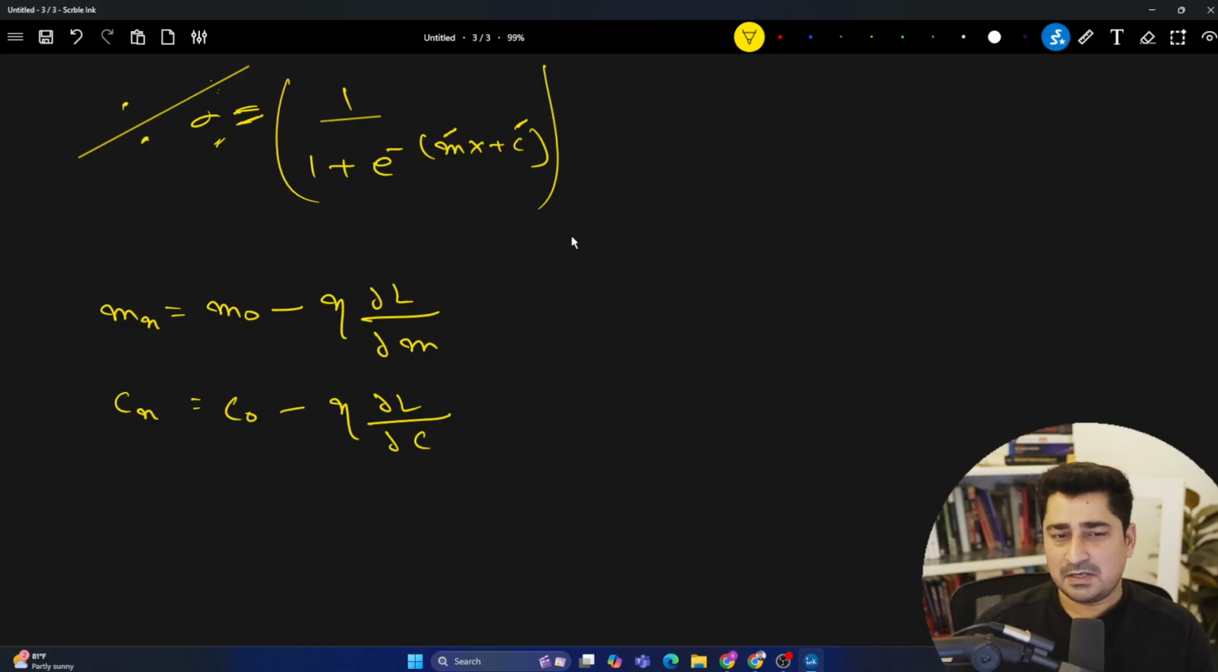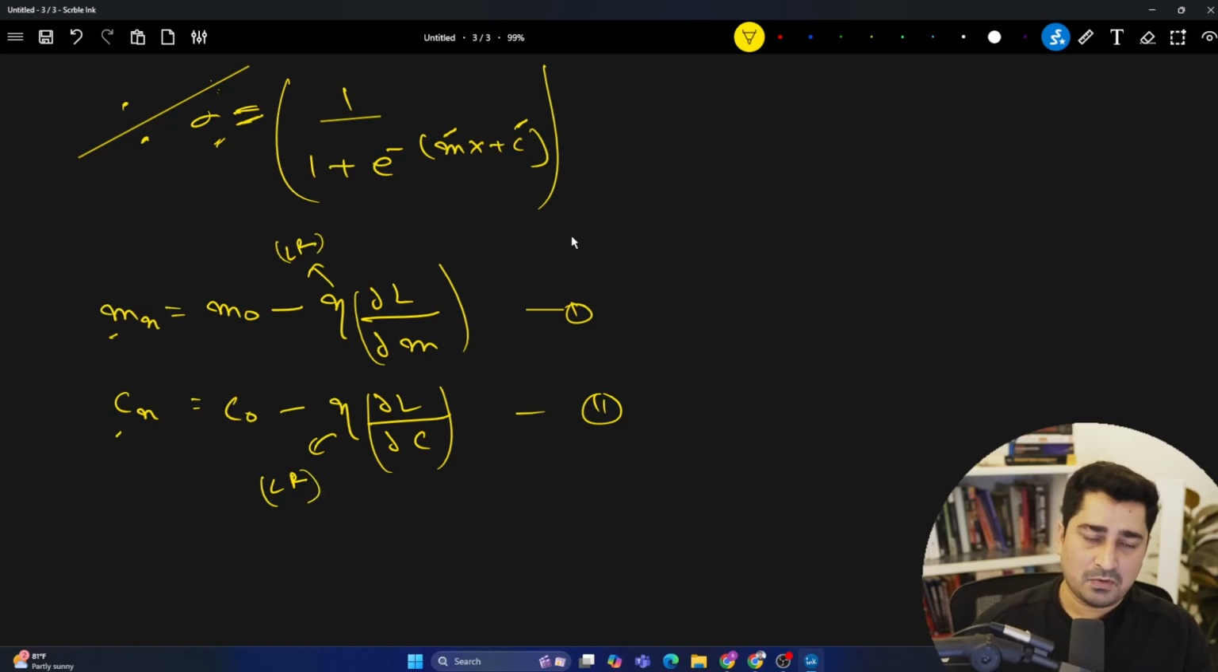I believe equation number 1 and equation number 2 are not at all new for us. We are all aware of these two equations, and we all know that if I know the loss function, I just have to do one thing: find the derivative of it with respect to m and with respect to c, and eventually I will be able to find the new value of m and the new value of c. Eta is nothing but the learning rate. We are already aware of it. I believe I even told you what the standard learning rate is with which you are supposed to practice at any point in time.